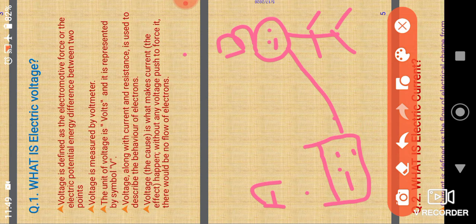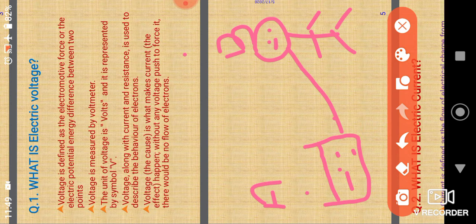Suppose you want to throw this glass of water to the man. What you have to do? You have to throw this glass of water. By what force you are going to throw this glass of water to the man? That force is called electric voltage. That same force written over here, electromotive force.